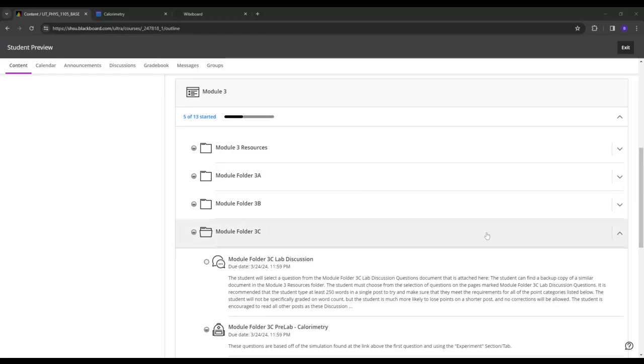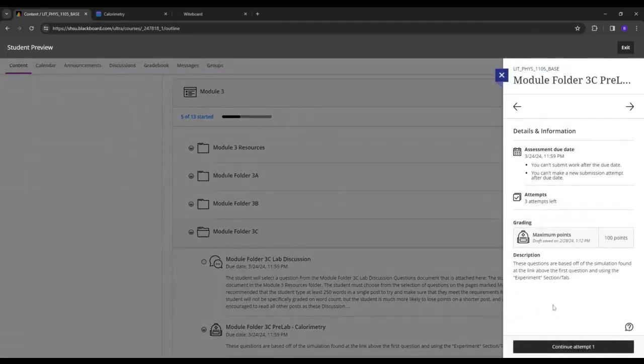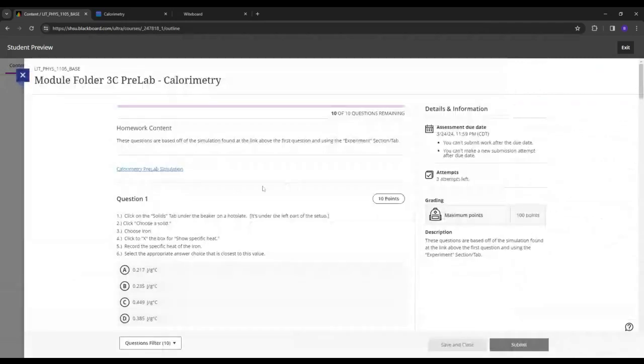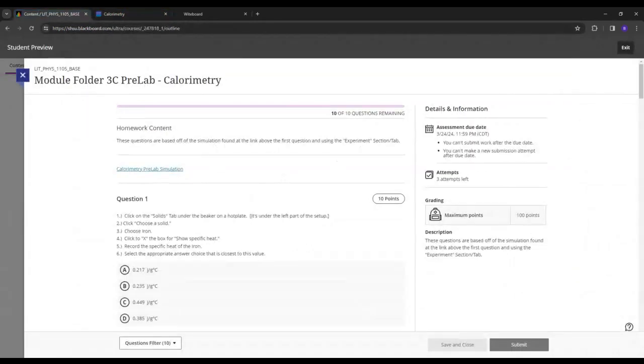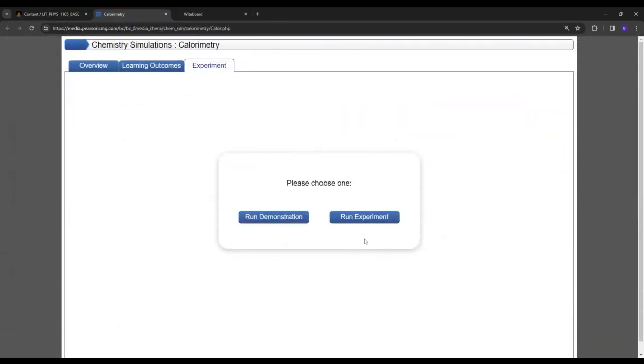All right, let's go ahead and look at some of the information necessary to work on the module folder 3C pre-lab for calorimetry. Okay, so once again, this one has a simulation, so we've got a link that goes to that, and we have basically one initial instruction that we want to go to the experiment tab.